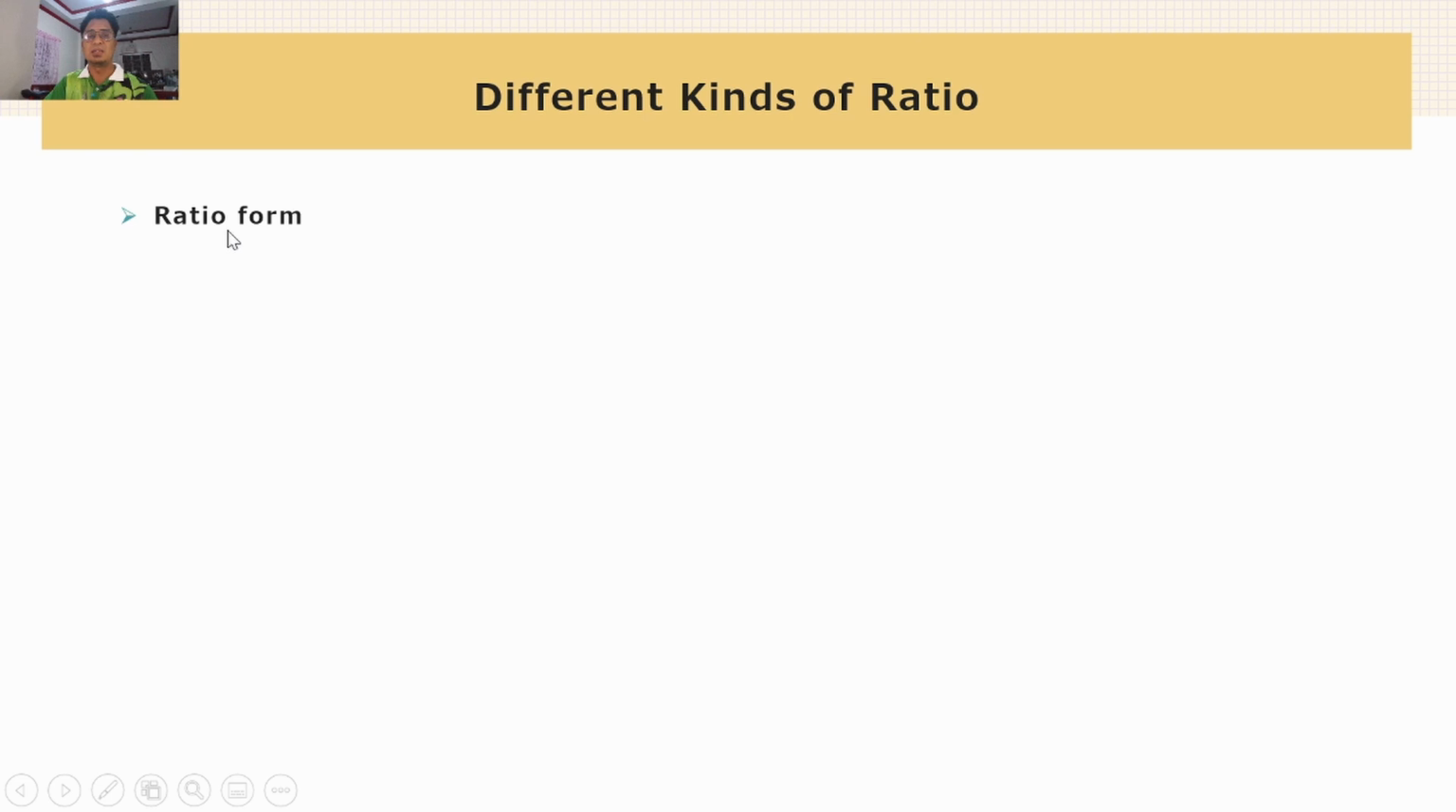Ang una natin ay yung ratio form. Ito yung most common na nagagamit natin. We have the colon here. A is to B. Ito yung itsura ng ratio. Pangalawa natin, dahil nga by means of division, we have here now the fraction or the fraction form. That is A over B. So parehas lang yan ha, A is to B at saka A over B, they represent ratio.